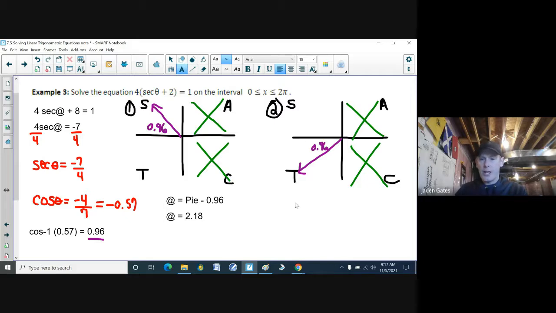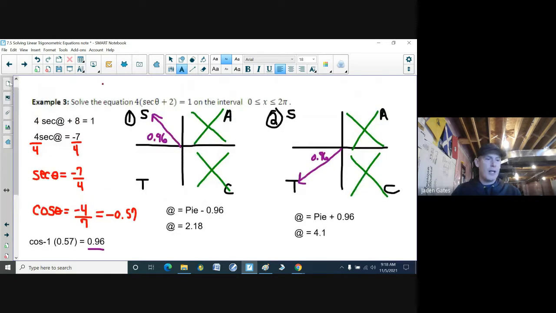The other one here is in the third quadrant where theta is equal to pi, which is 180 degrees, and then we go past it, 0.96. So this time my angle is equal to 3.14 plus 0.96, which is 4.1. And there are my 2 angles, again, in radians, 2.18 and 4.1.